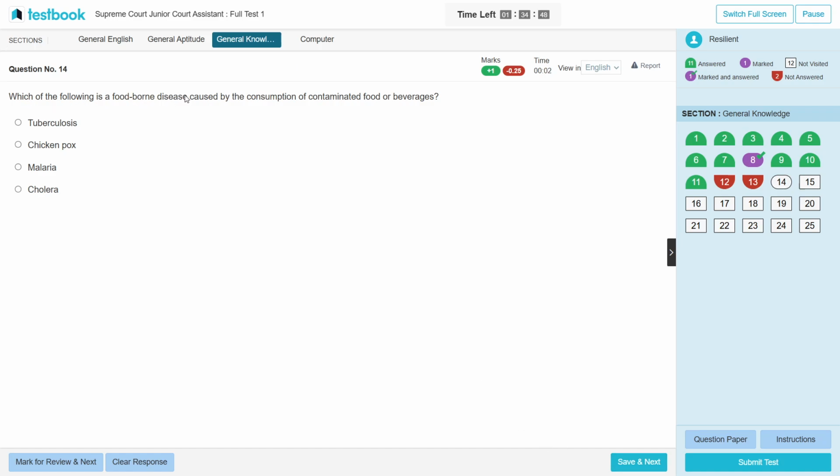Which of the following is a foodborne disease caused by the consumption of cholera?